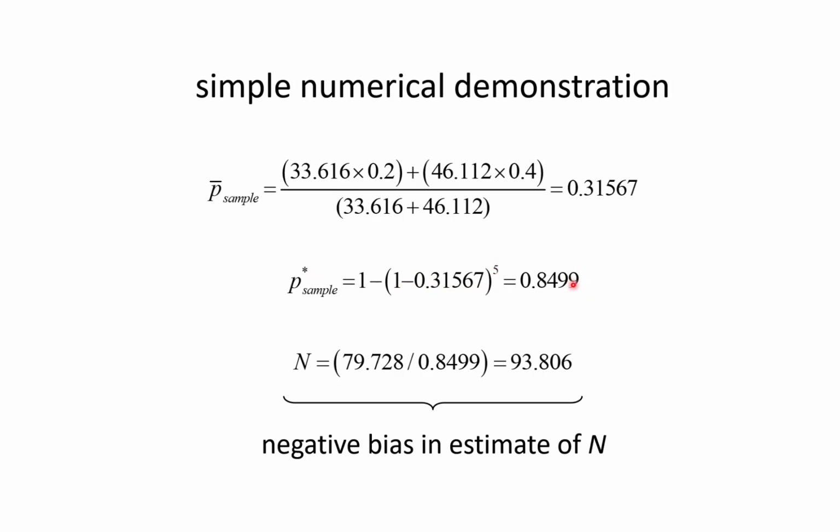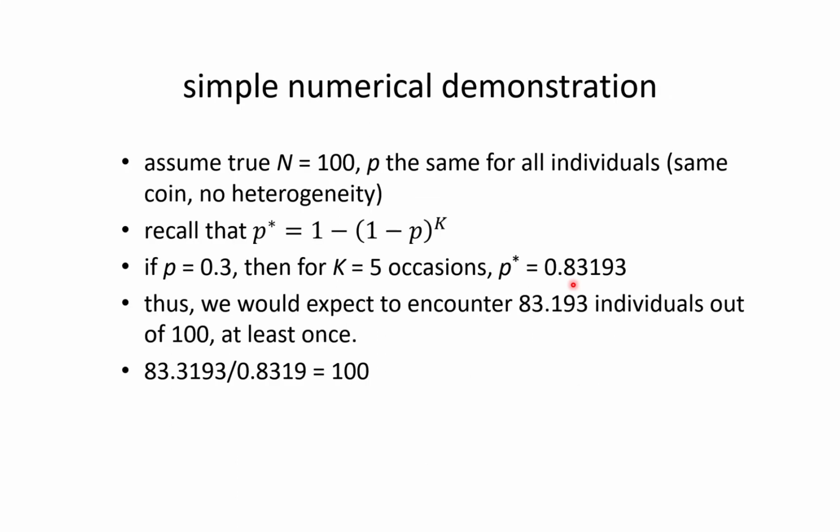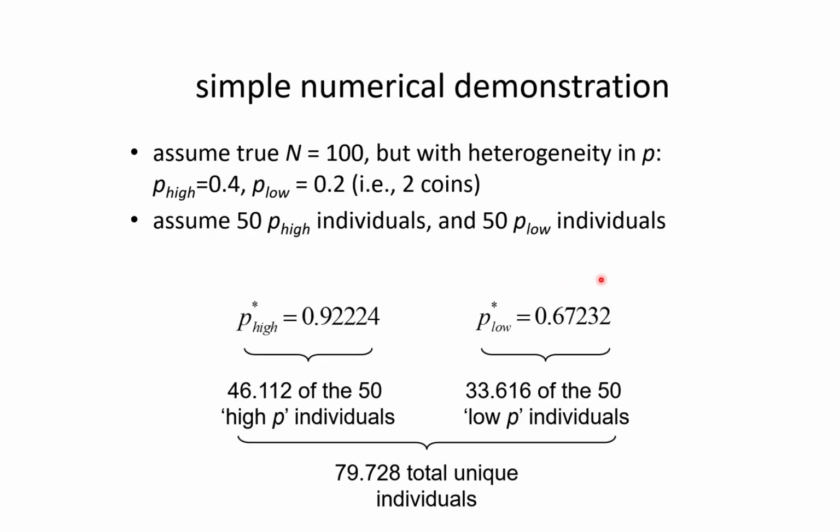Now let's look at that value, 0.8499, and go back here and compare it to what we would have gotten if we had assumed everybody's flipping the same coin. If everybody flips the same coin and the latent probability is 0.3, then P star should be 0.83193.